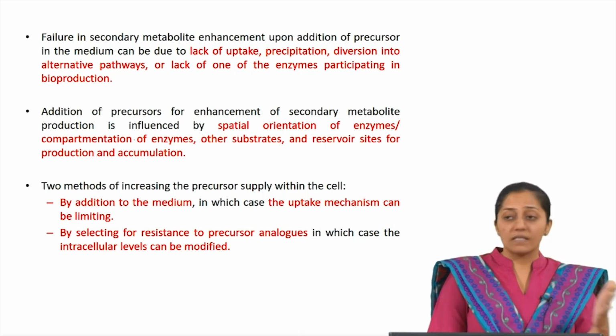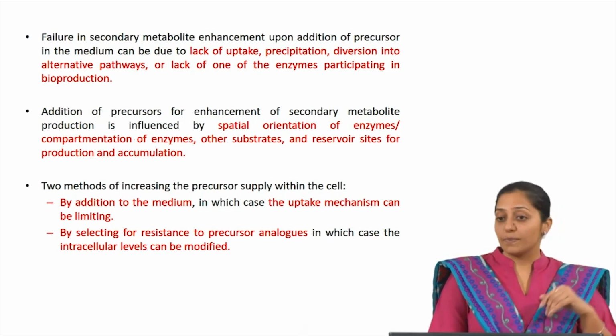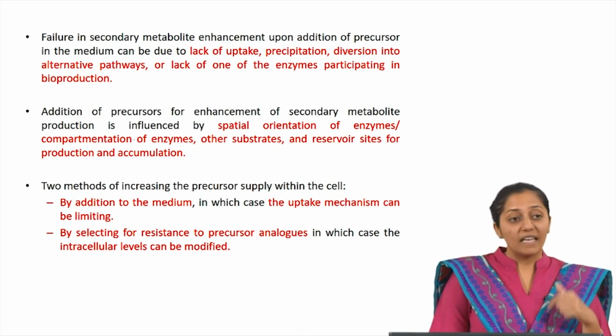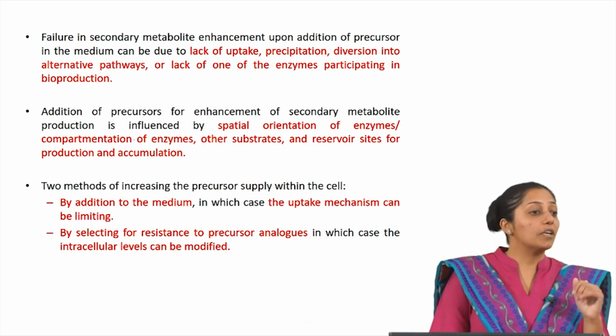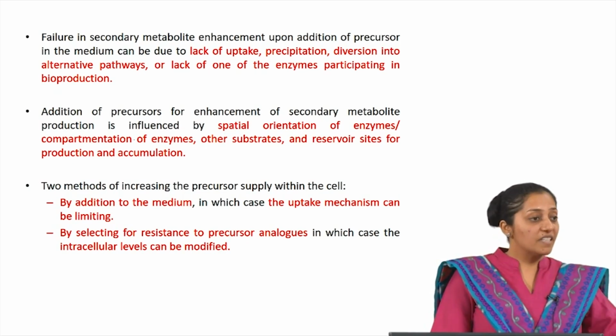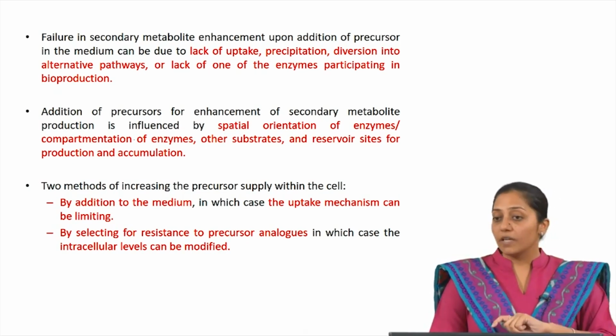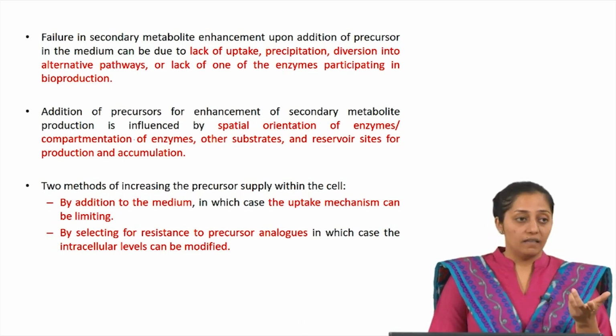Because it has to cross the cell membrane barrier. It may be a toxic metabolite to the cell when it is present outside. The cell is able to overcome the toxicity. You remember I was talking about anti-metabolites, where I gave an example of biotin. Pimelic acid, a precursor of biotin in the biosynthetic pathway, is toxic to the cell.